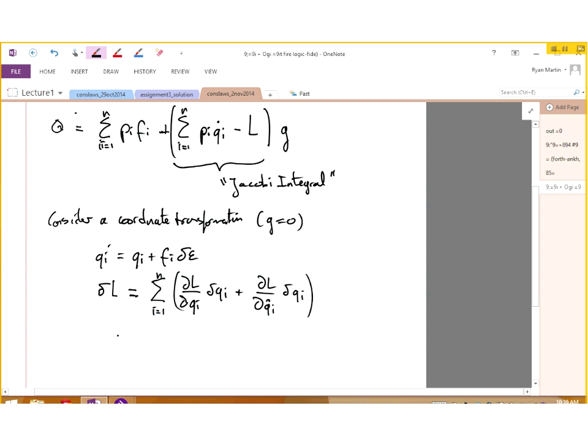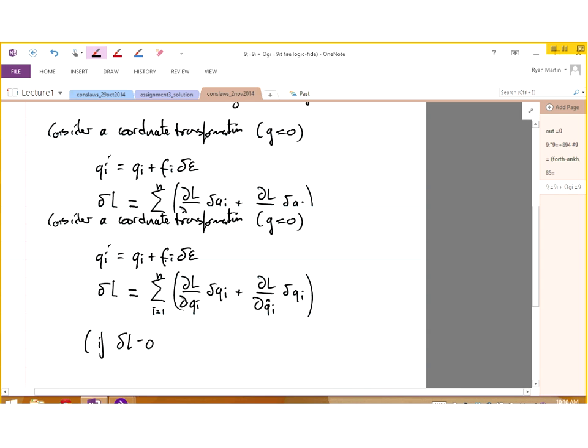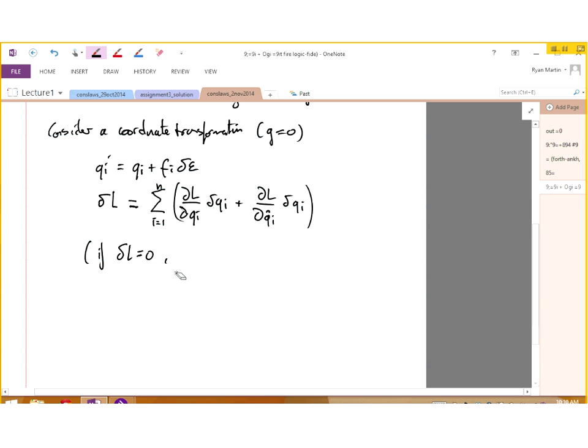So let me just write that out as a sentence. If delta L equals 0, then delta S equals 0.